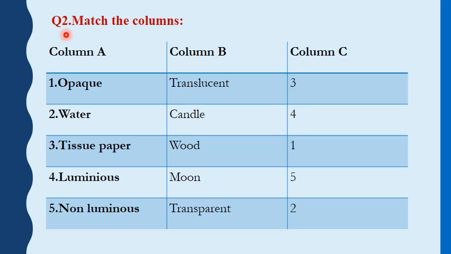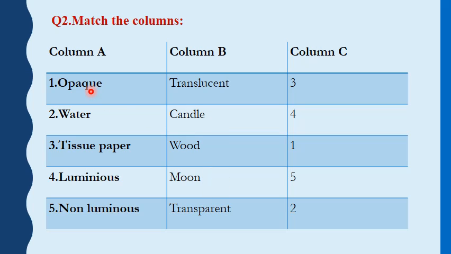Now after the question answers we have question number 2, that is, match the columns. So column A, column B and column C, 3 columns are given, and in column A we have different options like opaque, water, tissue paper, luminous and non-luminous. Okay, so opaque, so let's see here, translucent, candle, wood, moon and transparent.